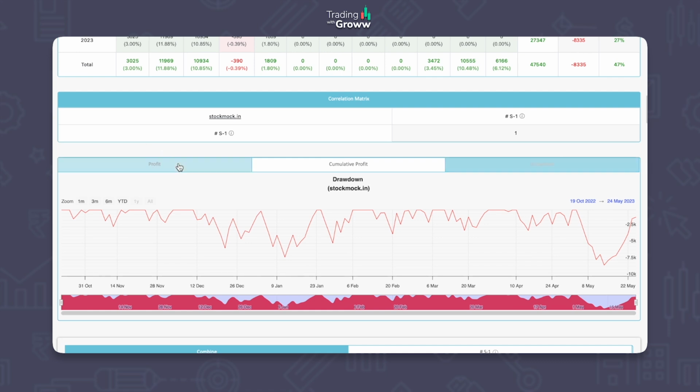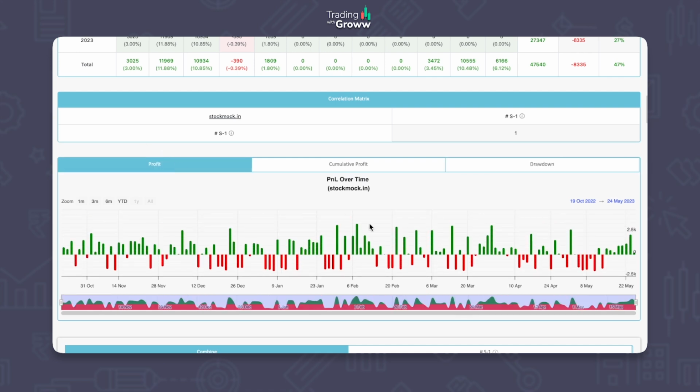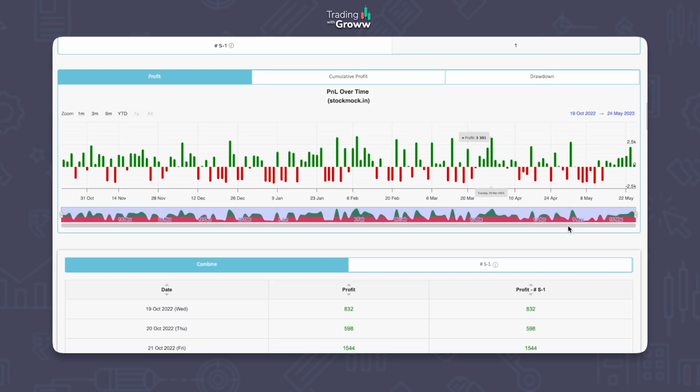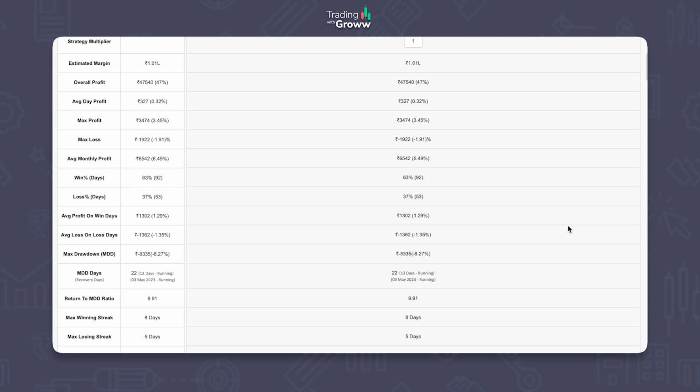And overall, if you see the overall P&L, these green lines that you see are the overall profits, and the red lines you see are the overall losses. As you can see, there are more green days compared to red days. So it gives decent profits in the long run.